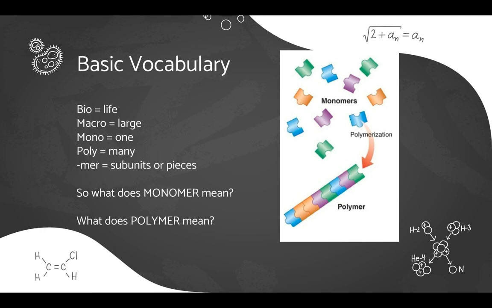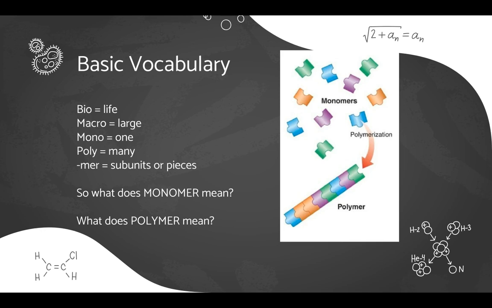We also have some other prefixes here. Mono means one, and poly means many, typically referring to four or more, but it means many. We also have a suffix here that's really important. It's mer. So there's the beginning part of the word and then mer. A suffix is at the end of the word. So mer means subunits or pieces.